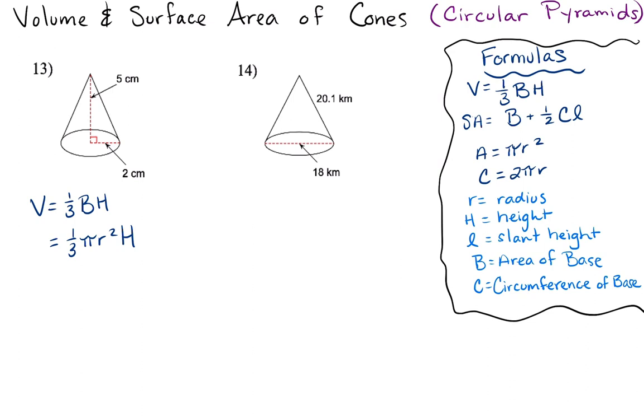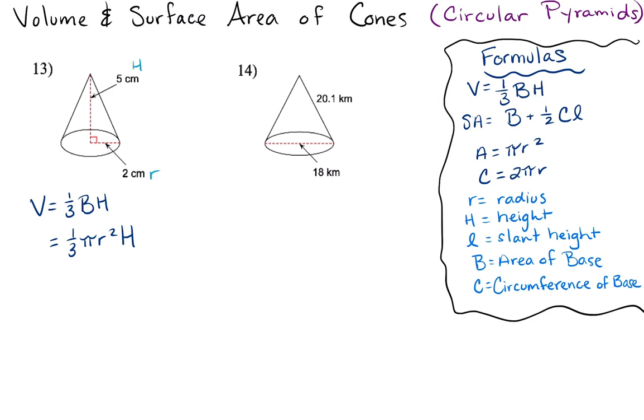For this, we're going to need to define what r is and what h is in our shape. R is going to represent this 2 centimeters. It's the length from the center of the circle at the bottom of the cone to the edge. And then 5 is going to represent the overall height of the cone. Notice how it is coming up from the center of the circle all the way to the tip at the top of the cone. So we have r equals 2, h equals 5.